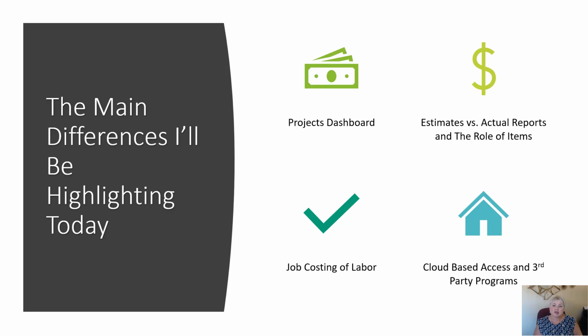In this presentation, I'm just going to do a brief overview of the major differences between QuickBooks Online and QuickBooks Desktop when it comes to job costing and construction accounting. In the interest of time, I'm going to highlight the most important aspects in which they differ, so you can be as educated as possible when recommending one or the other to your clients or making an educated decision for your business. The main differences I'm going to be talking about are the project's dashboard, the estimates versus actual reports, and the role of items, the job costing of labor, which is a major, big one, and also a little bit about cloud-based access and third-party programs. So let's go ahead and just dig right in.